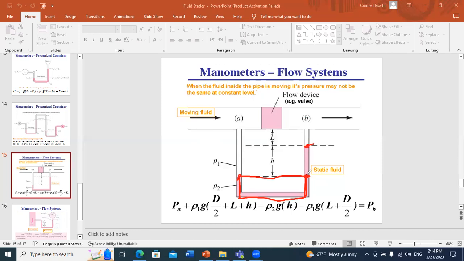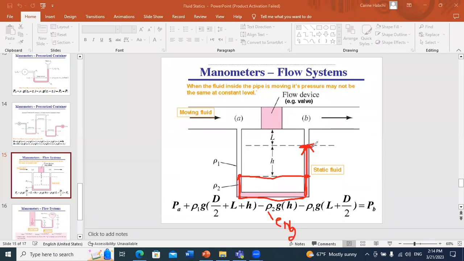We have to move upward a distance h. And since we are moving in mercury, we should put minus rho 2, which is rho of mercury (Hg), times G times H. Then we can find what is the pressure at this level.